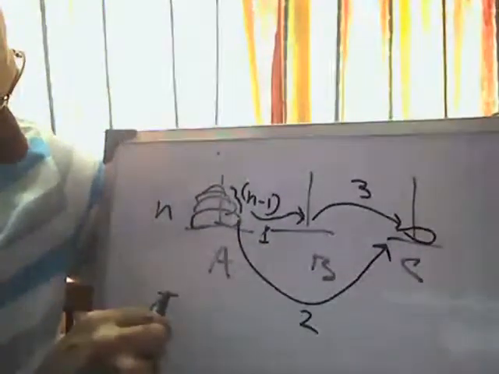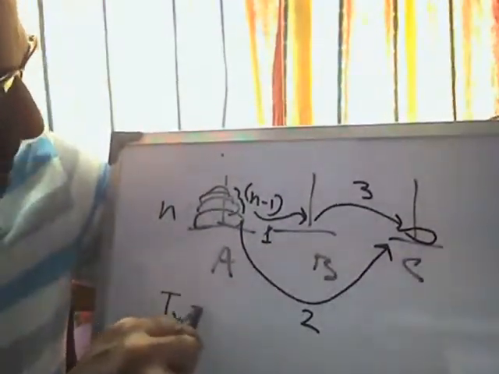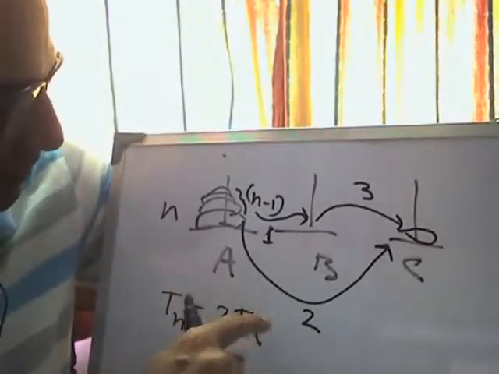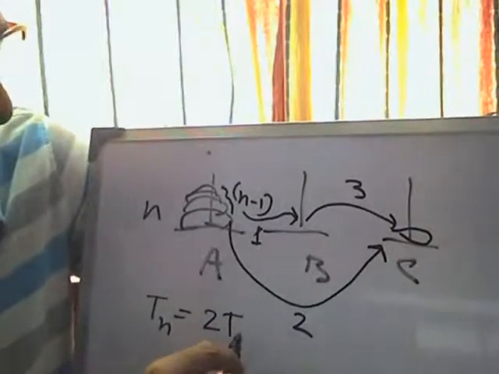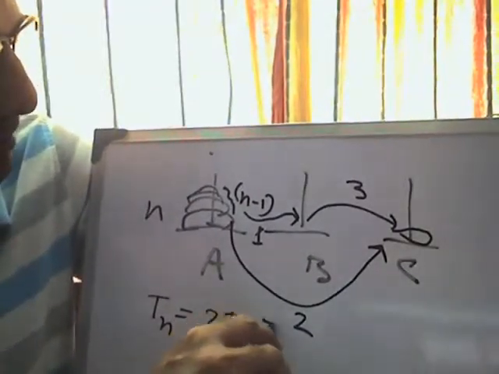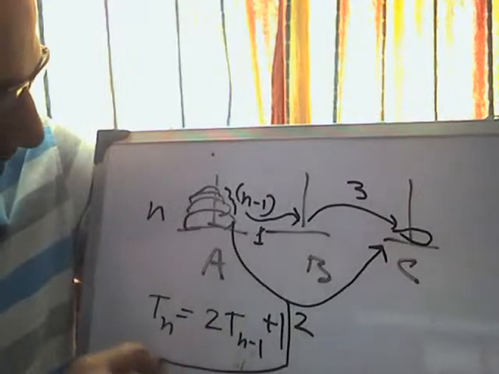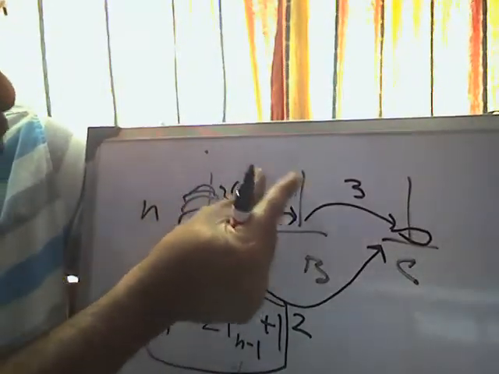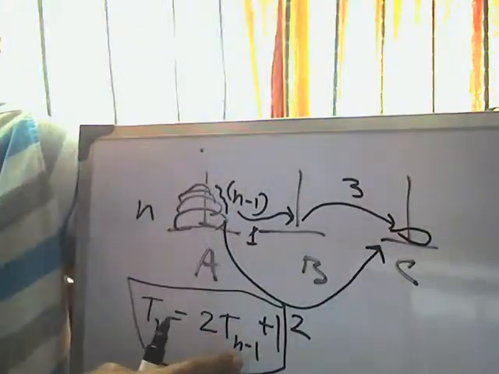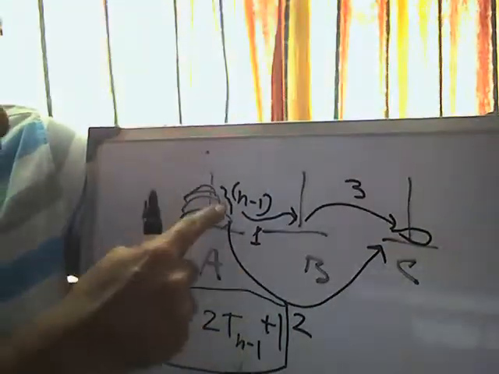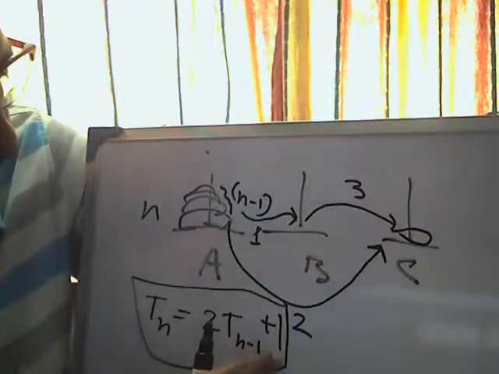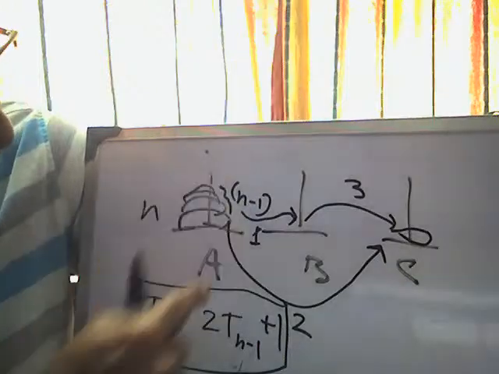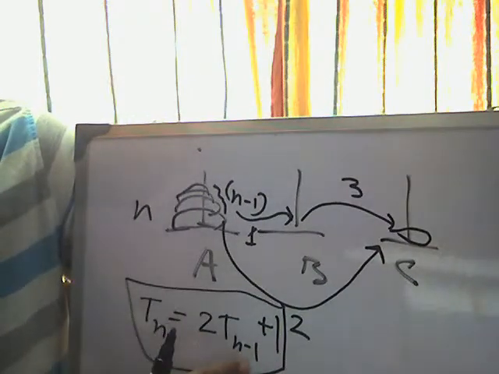So Tn can be written as twice T n minus 1 plus 1. Why am I writing this? Is it clear to you? You see, n minus 1 disks will be shifted to here. How much time is needed? I don't know, that is T n minus 1. And this one disk will be shifted to here, that is 1. And again n minus 1 disks will be shifted to here, which is again the same as the previous n minus 1. So that's why it is twice T n minus 1.